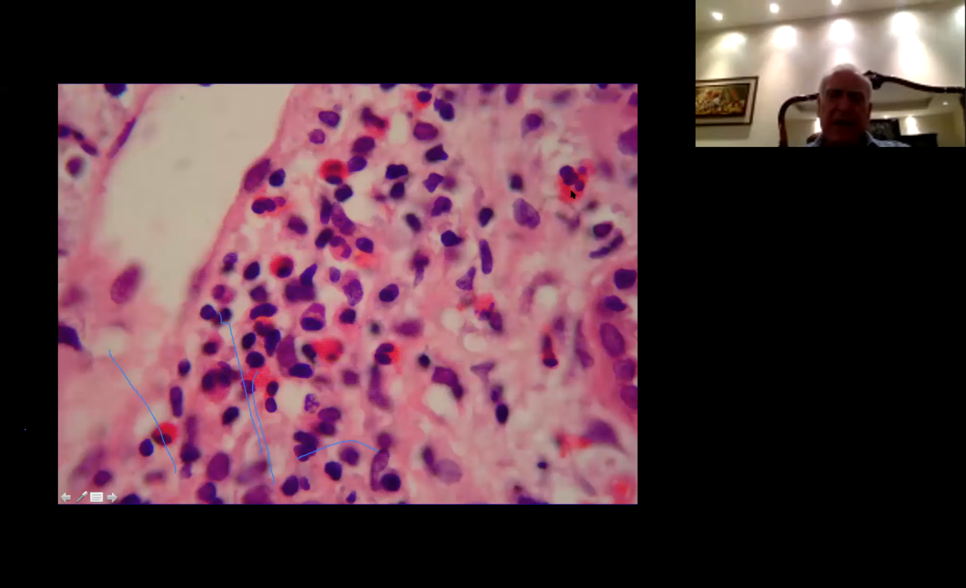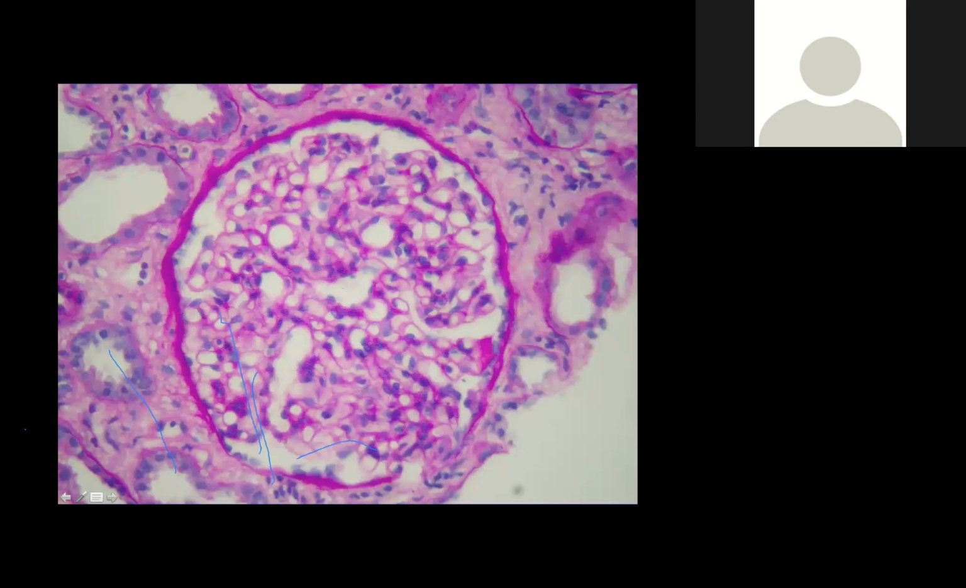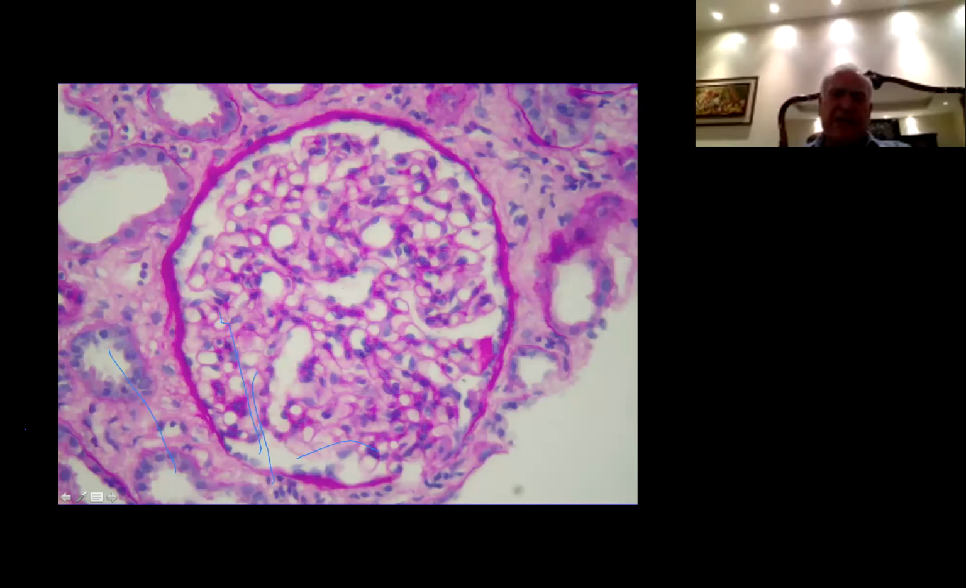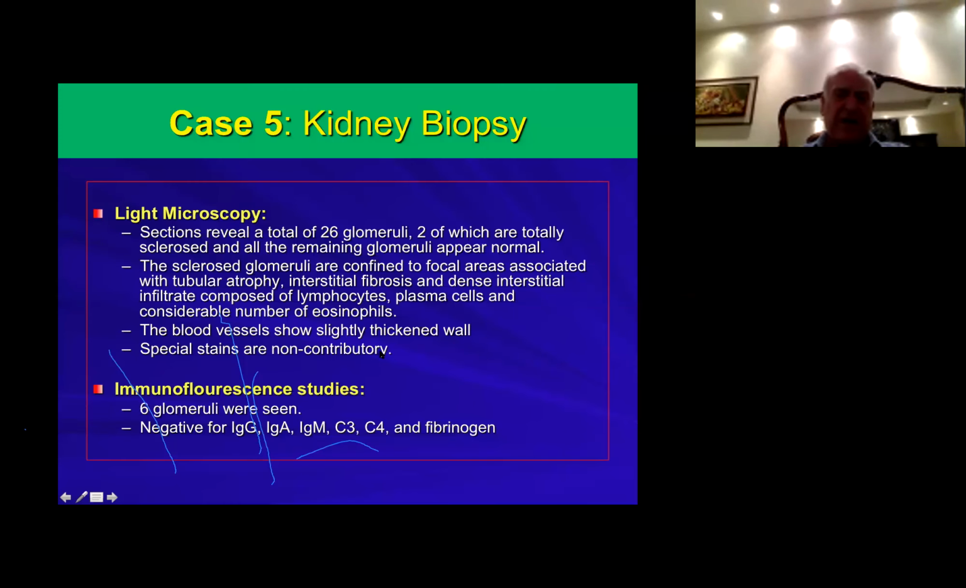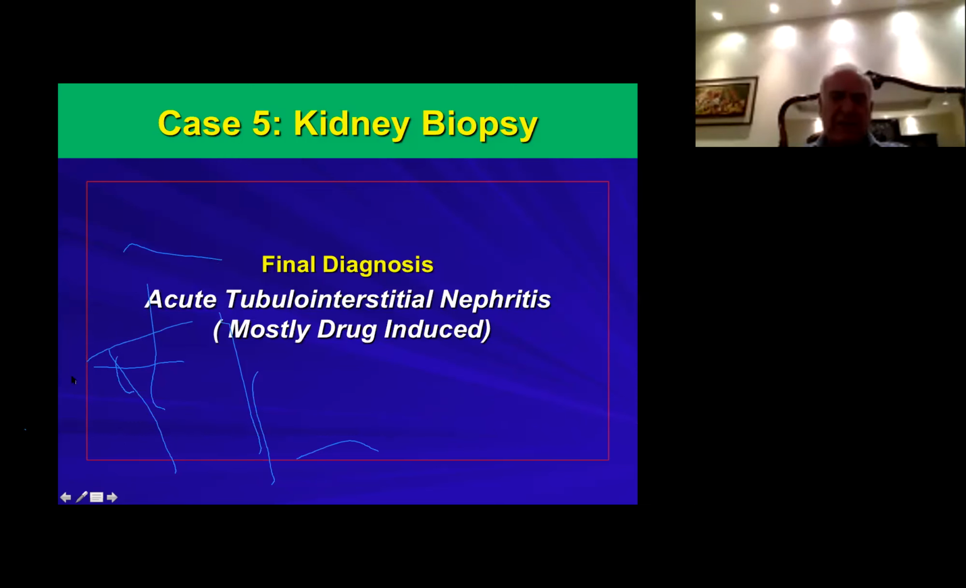That's the normal glomerulus on trichrome stain, there is no fibrosis. That's all fluid, that's interstitial edema. So we have 9 glomeruli, all negative with immunofluorescence. Special stains show nothing really there. Blood vessels not thickened, and all is sclerosed glomerulus. So it's acute interstitial nephritis, mostly drug related.